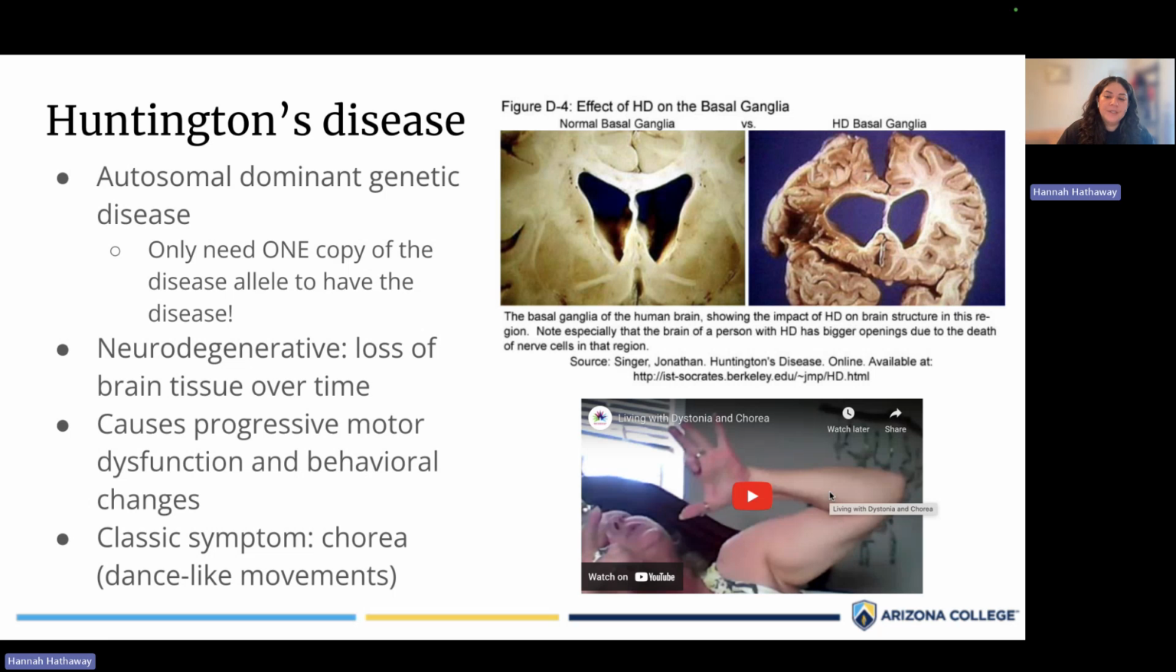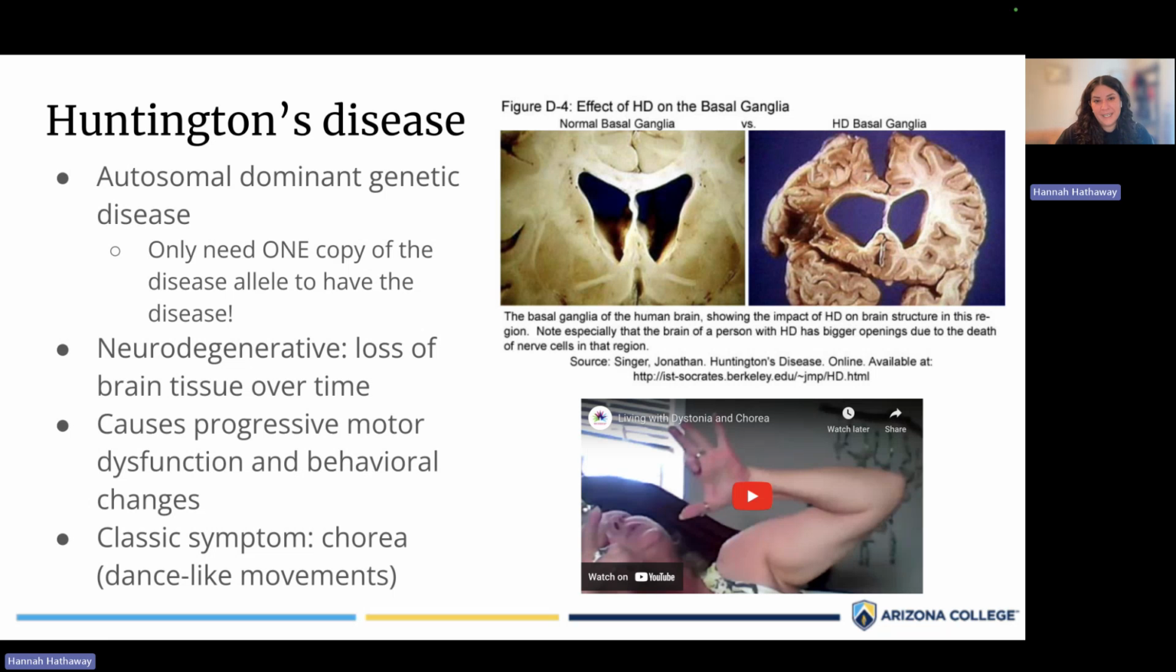Okay, so that takes us to the next genetic disorder, which is called Huntington's disease. Huntington's is an autosomal dominant disease. So it's dominant, and that means you only need one copy of the disease allele in order to have this disease. It's also very, very rare. This gets to a common misconception that students often have about genetic diseases, that they're always recessive, and that recessive things are always rare. That's not necessarily the case.